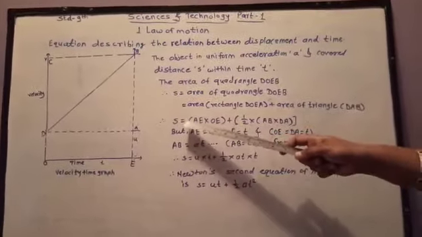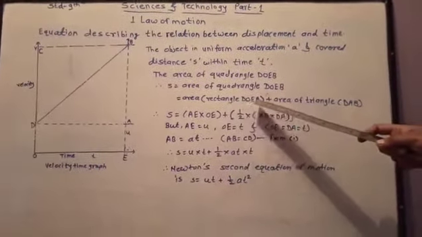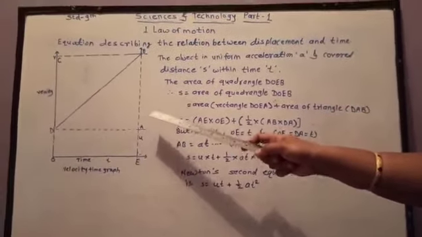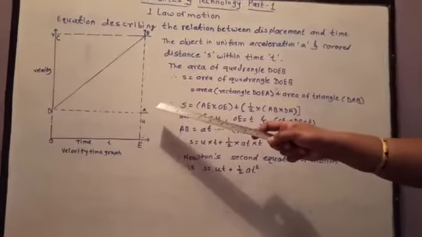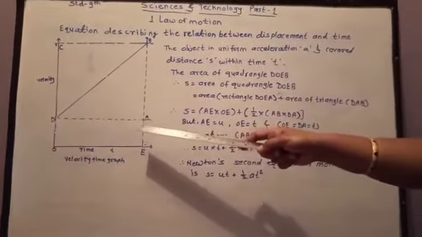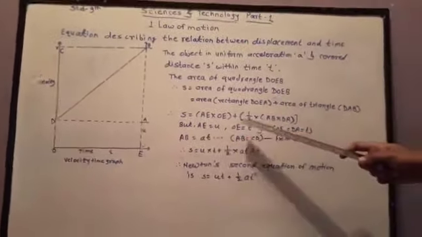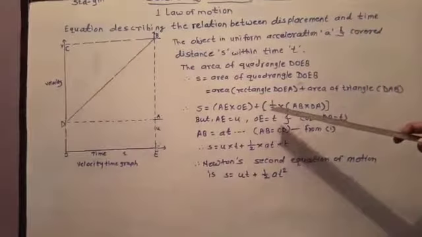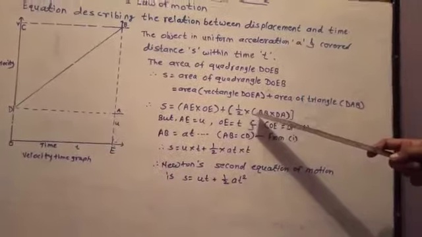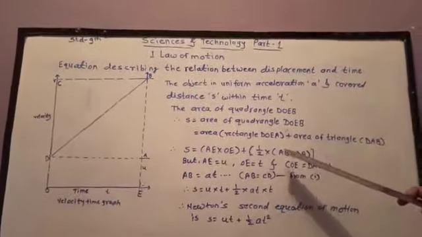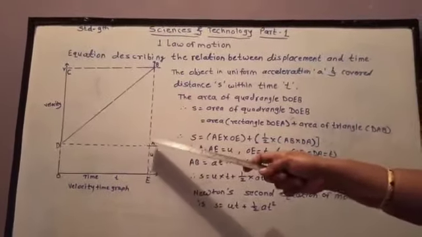Therefore, S equal to the area of rectangle DOEA, the formula is length into breadth, plus the area of triangle. The formula is 1/2 into base into height, where height is AB and DA is the base.